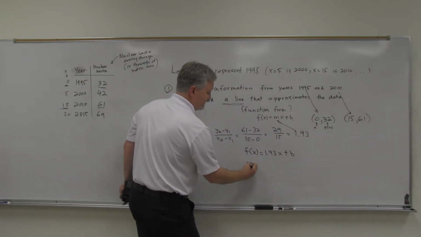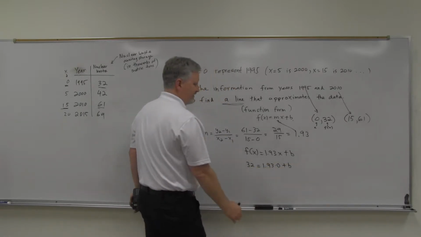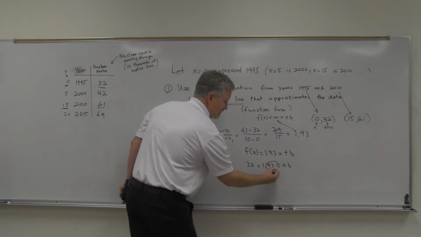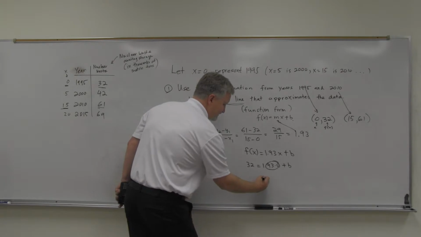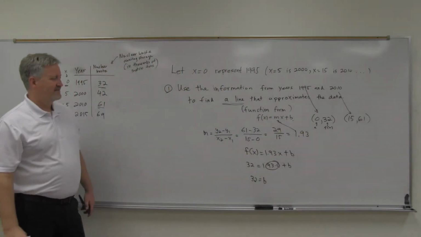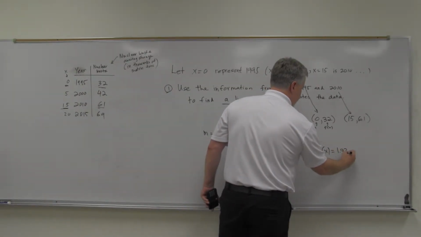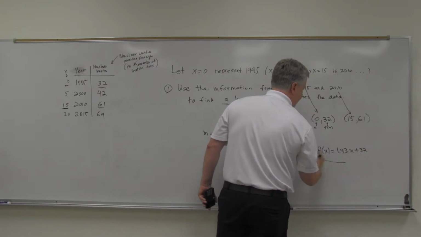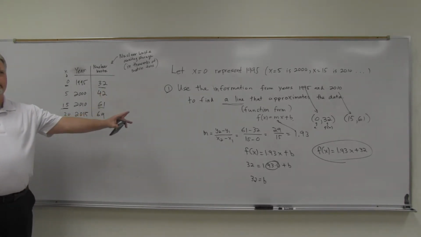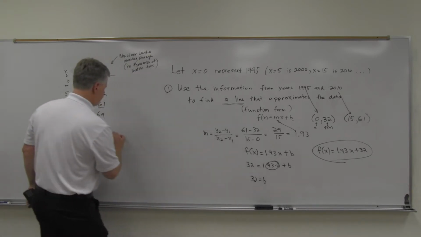Plug that in for f of x, plug that in for x. That's 0 times 1.93, that's 0, so b is 32, that's what I was saying. I've given you the y-intercept right there. It's 32. So f of x equals 1.93x plus 32. Question or concern? All right.